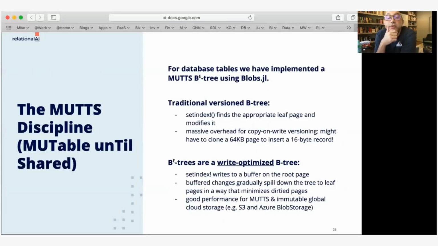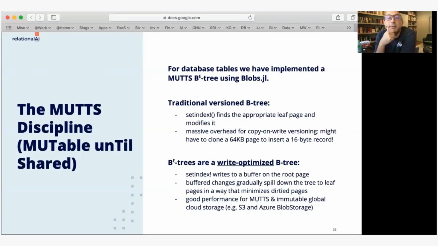In a traditional B tree, a setIndex or an update operation would navigate the tree to find the appropriate leaf node and update or insert the record there. This incurs massive overhead if you want to do copy on write versioning, because you might have to clone a 64 kilobyte page just to insert a 16-byte record or an 8-byte record.